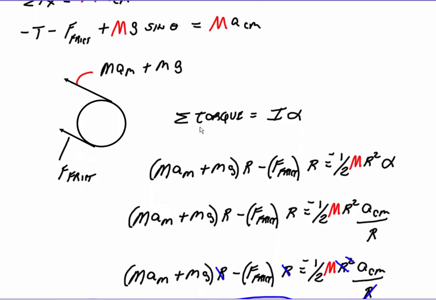So I went ahead and said the summation of torque is I times alpha. I let anything that goes back this way be positive. So I'd have my little m times the acceleration of m plus mg times r, minus friction times r, is equal to the moment of inertia, which is going to be 1/2 Mr squared. And again, I'm making that negative because it's accelerating this way, alpha is. And I set that equal to alpha, but we know alpha is equal to a_CM over r.